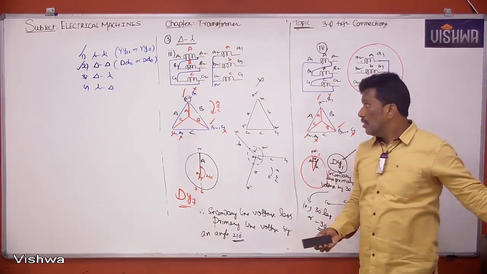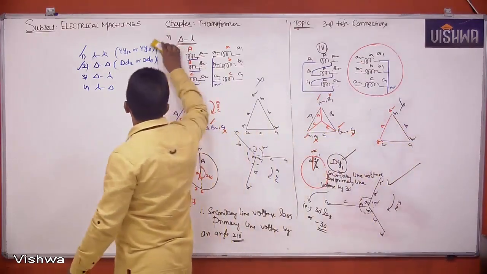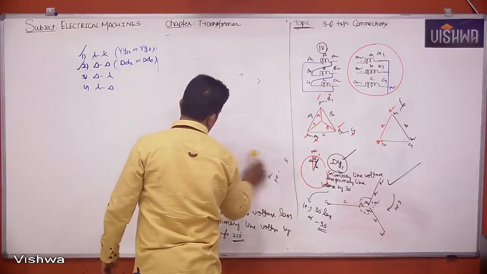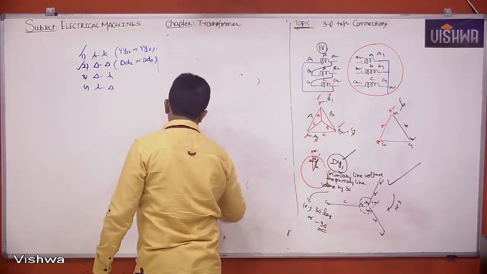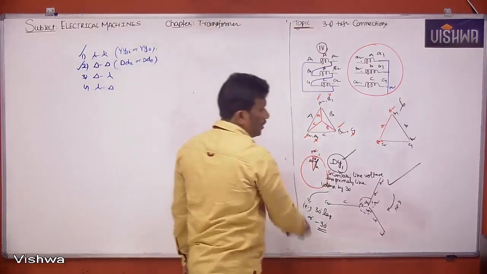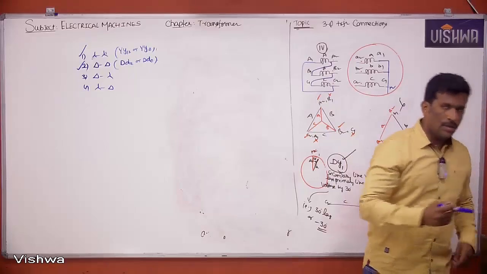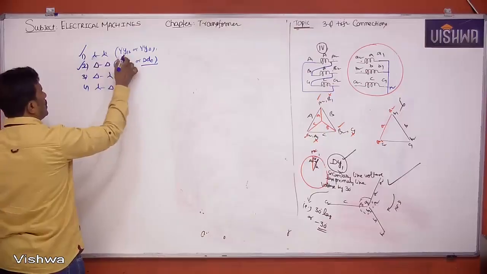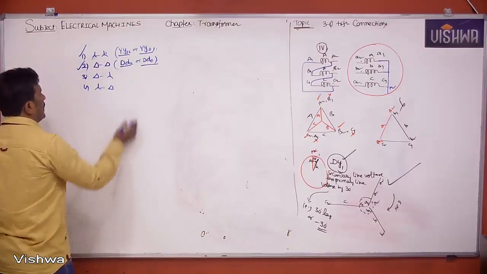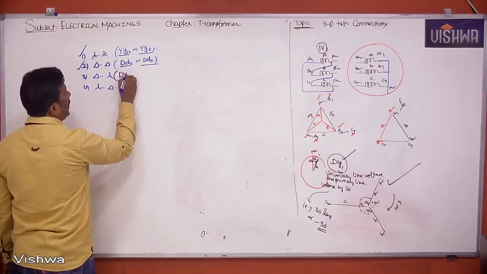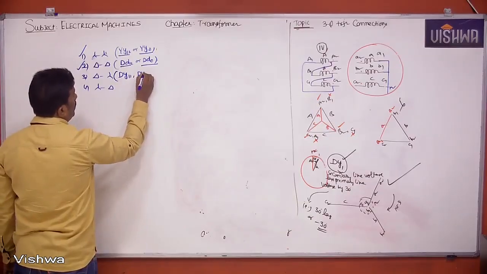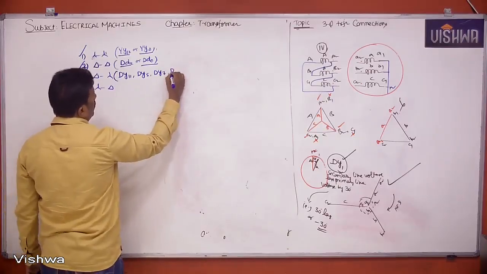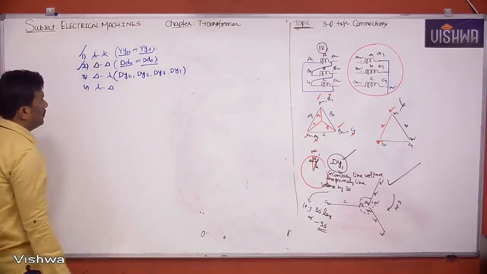Okay, guys. Now, can you please conclude here? I told you in delta delta we got Dd12, Dd0. In star star, Yy12, Yy0 are the connections. In a delta star, Dy11, Dy5, Dy7 and Dy1 are the possible connections.